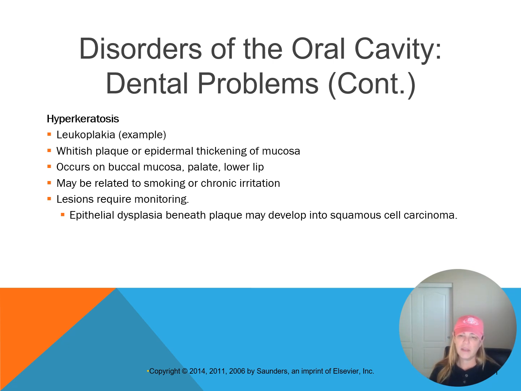Hyperkeratosis or leukoplakia is evidenced by white plaque, epidermal thickening of the mucosa. It can occur in the buccal mucosa, the palate, or the lower lip, and may be related to smoking or chronic irritation. I would assume chewing tobacco would cause that. They require monitoring because they can turn into cancer. So make sure that if the dentist or someone identifies that you have leukoplakia, it is followed up on a regular basis.